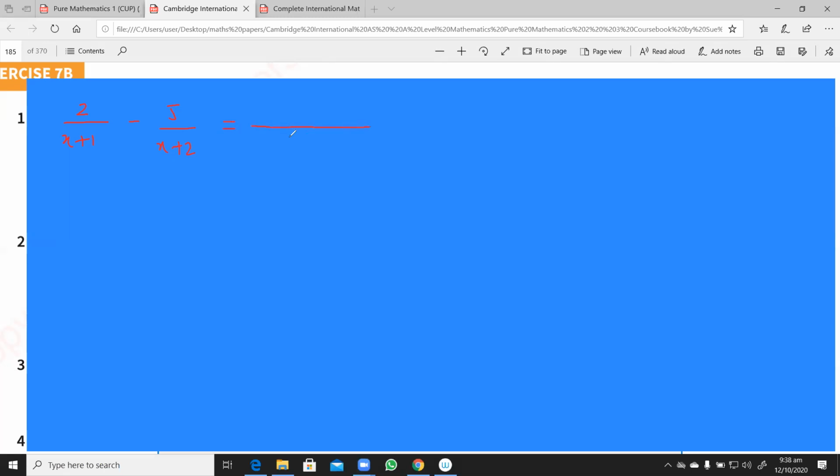By taking the LCM. The LCM is x plus 1 into x plus 2. So we have 2 into x plus 2 and minus 5 into x plus 1. Now, by the way, to learn this topic, partial fractions, you should be very good at this LCM thing, okay? Now, this is 2x plus 4 minus 5x minus 5 over x plus 1 into x plus 2.